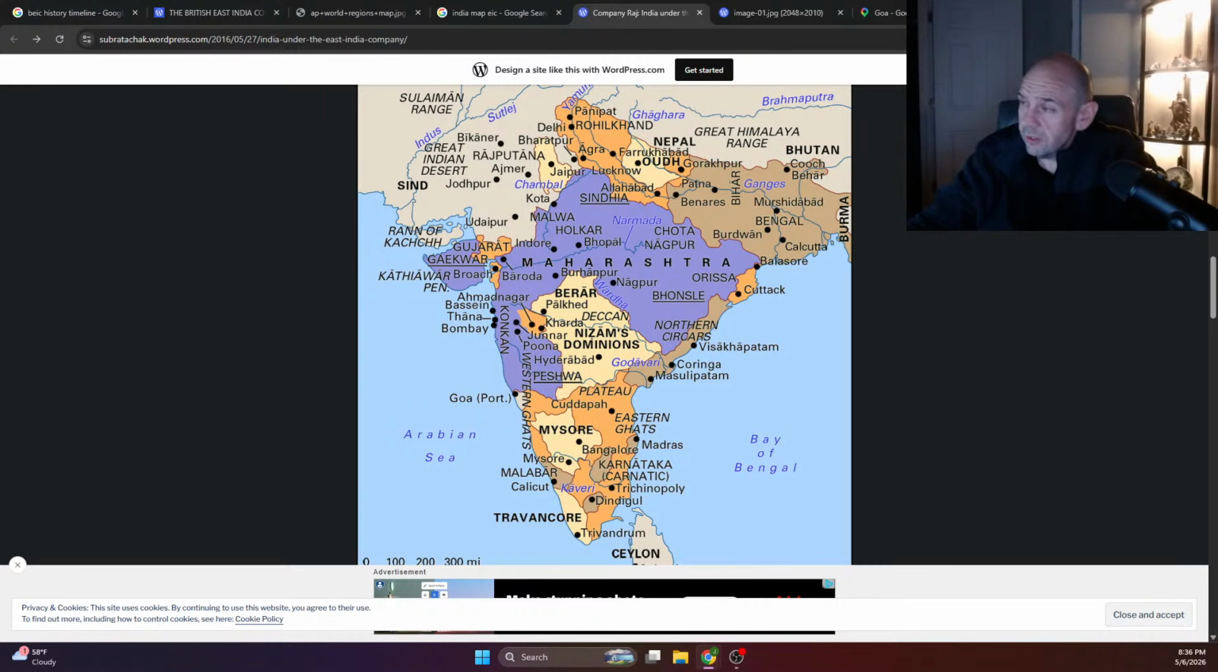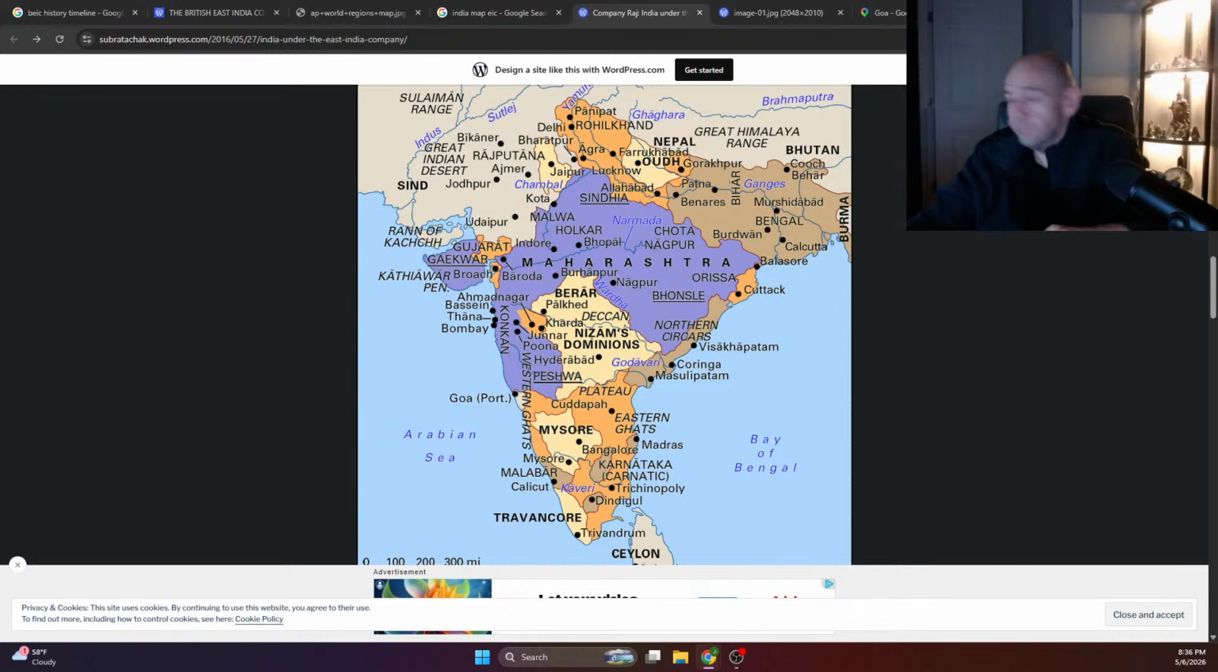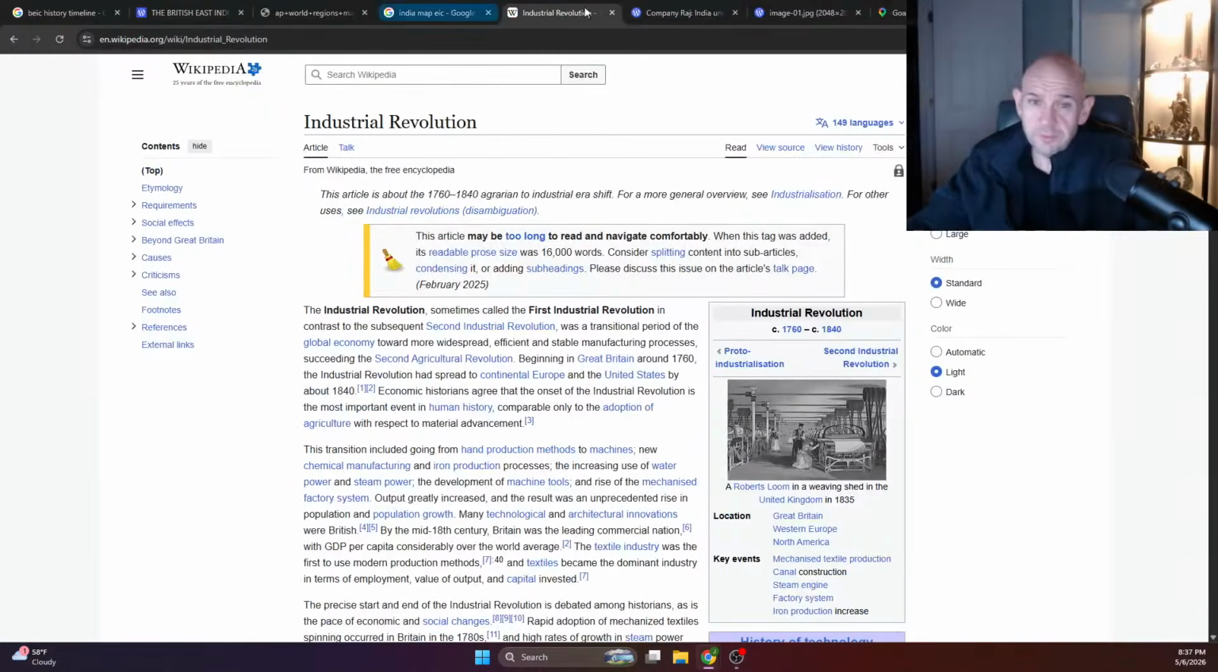Difference between first and second. All right, so let's talk about what that even means. So, first Industrial Revolution. Now, the first Industrial Revolution is typically this one, the one we think about, where Europeans are making their stuff in factories and steam engines are getting invented and so on.